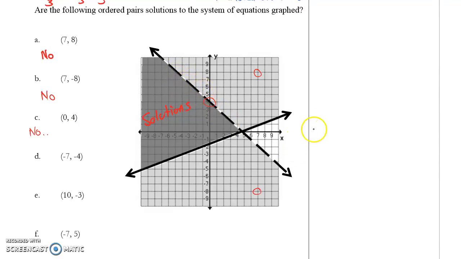So think about that like our number line. If I were shading in a number line, this is not a solution, but all of this is. That's what I'm saying here. Anything on this line is not a solution, but below it is. So because it's on a dashed line, it's not a solution.